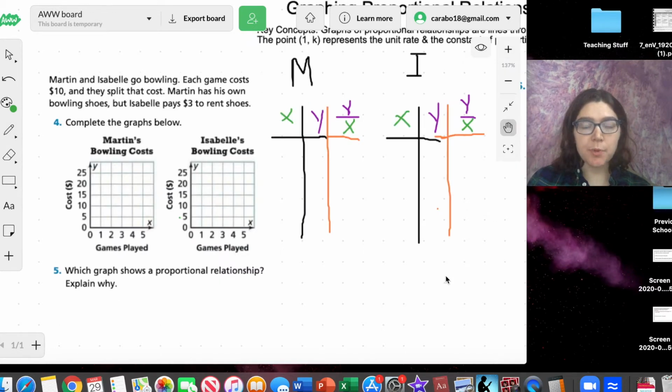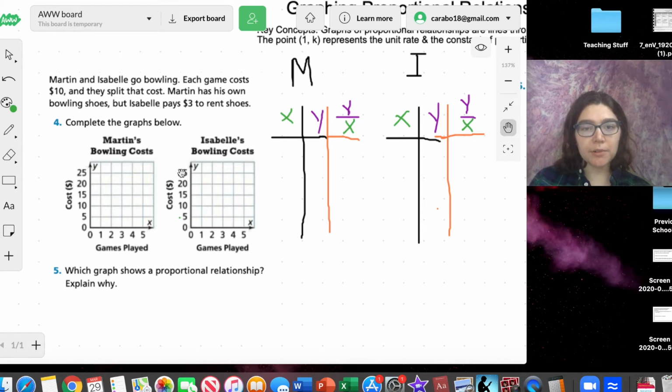Martin and Isabel go bowling. Each game costs $10 and they split that cost. Martin has his own bowling shoes, but Isabel pays $3 to rent shoes. Complete the graphs below. So we're going to graph the cost for Martin for bowling based on the number of games played and then that total cost. And then we're going to do the same thing for Isabel, how many games she played and how much money she's then paying for bowling.